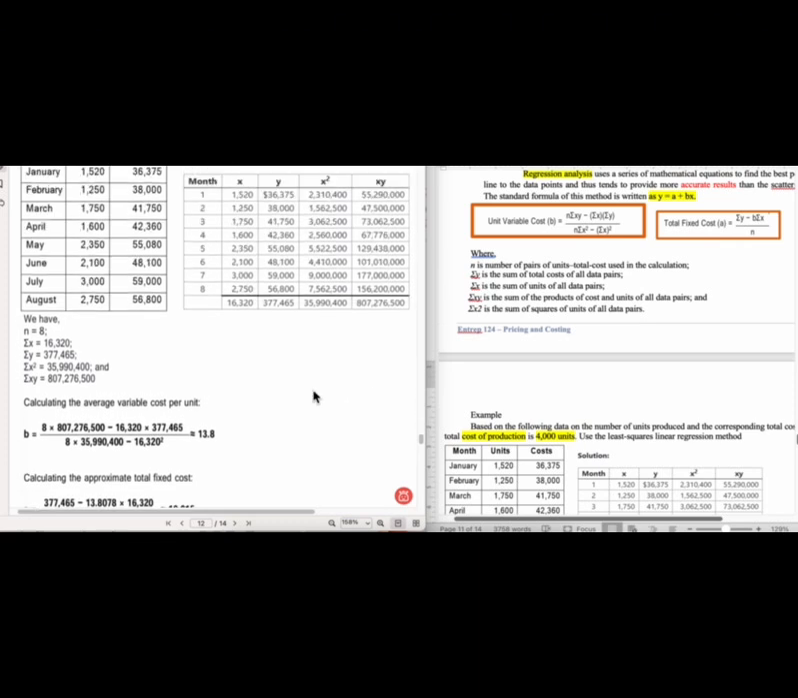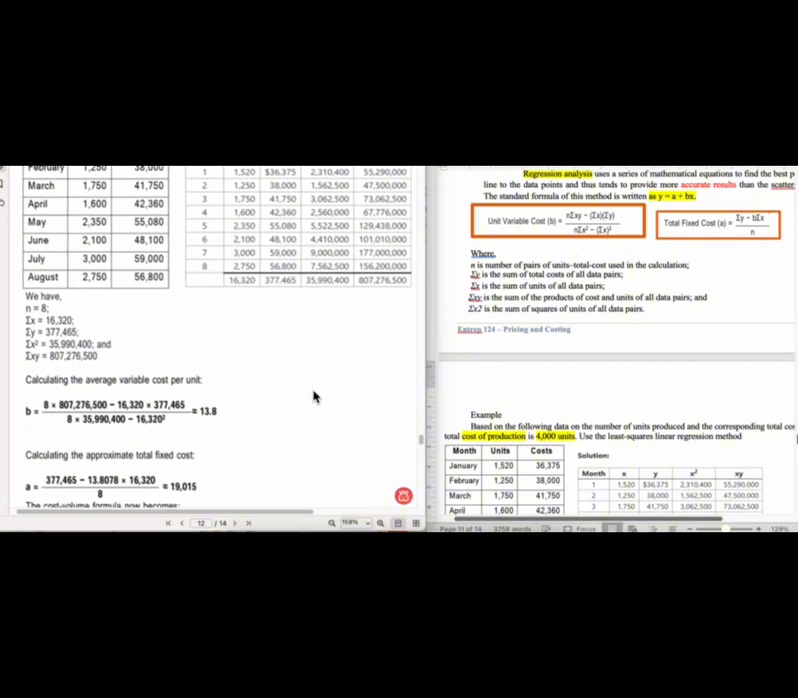And then, minus the summation of x, which is 16,320, multiplied by the summation of y. Since the MDAS rule says that multiplication comes first, we do the multiplication first.